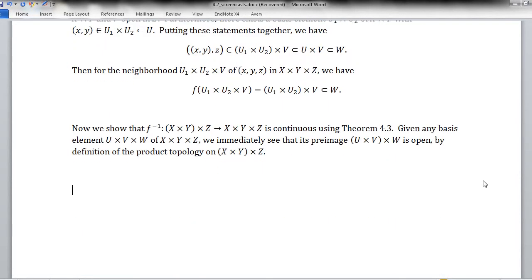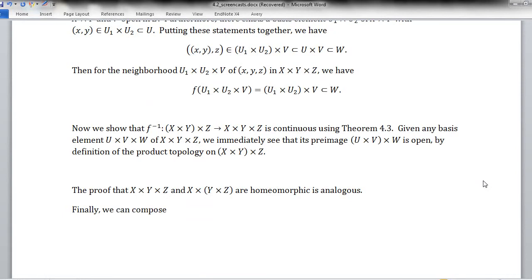So just let me say the proof that x times y times z and x times y times z are homeomorphic is totally analogous to this. And then, well, what if you wanted to show that the two different ones with parentheses in them are homeomorphic? Let's say finally we can compose homeomorphisms.